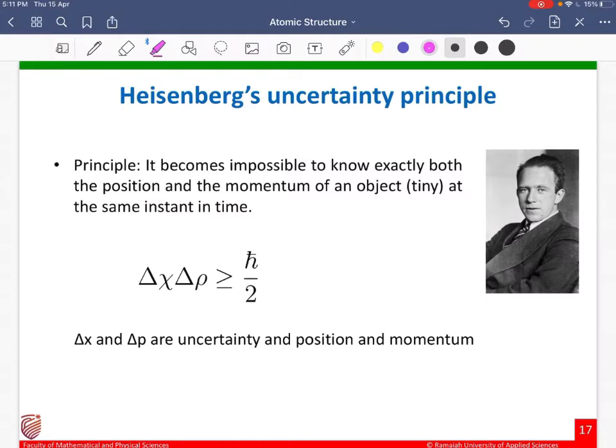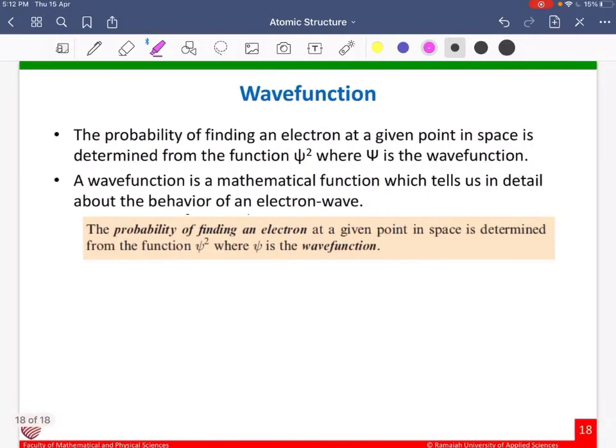However, once we give the electron wave-like properties, it becomes impossible to know exactly both the position and the momentum of the electron at the same instant in time. This is the Heisenberg uncertainty principle, and the equation associated with this principle is delta x times delta p is greater than or equal to h by 2, where delta x and delta p are the uncertainty in position and momentum.